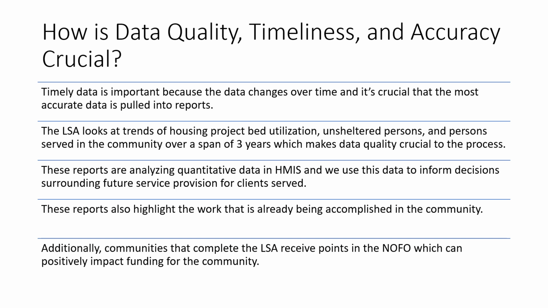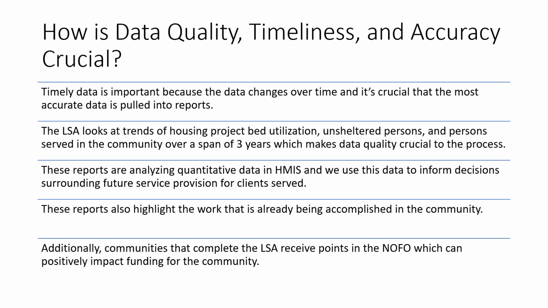How are data quality, timeliness, and accuracy crucial? Timely data is important because the data changes over time, and it's crucial that the most accurate data is pulled into reports. Timeliness of data reduces the time between data collection and data entry, increasing accuracy and completeness. For our community, the expectation is that all data is entered within 5 business days of the client interaction. The LSA looks at trends of housing project bed utilization, unsheltered persons, and persons served in the community over a span of 3 years, which makes data quality crucial to the process.